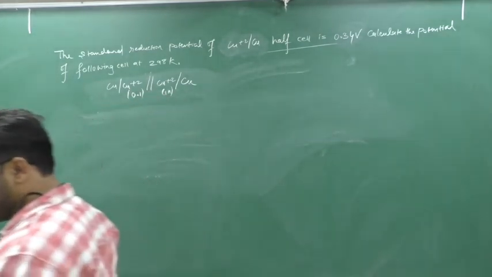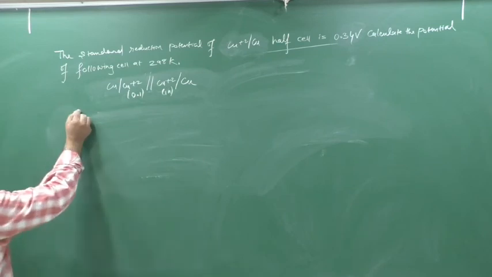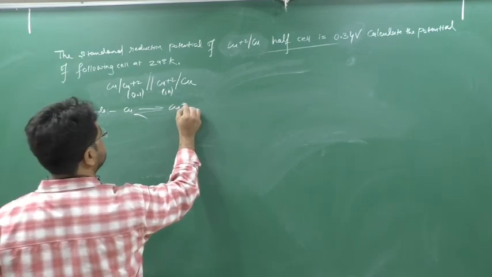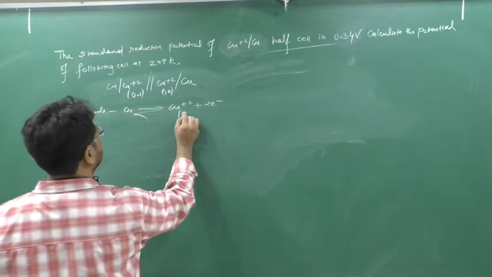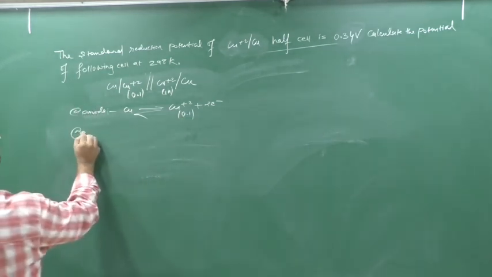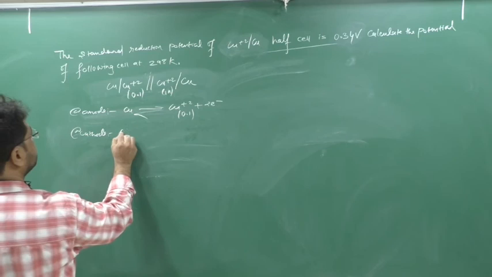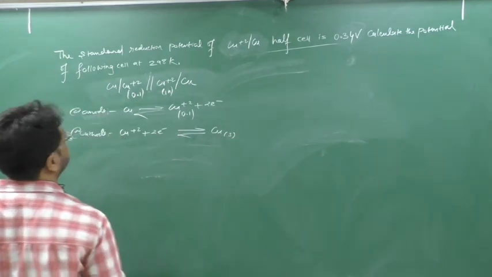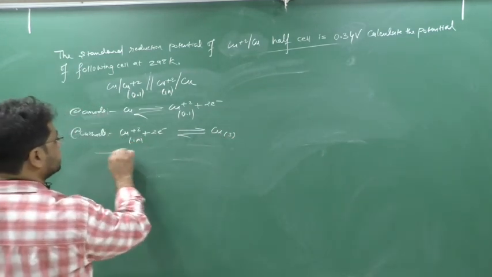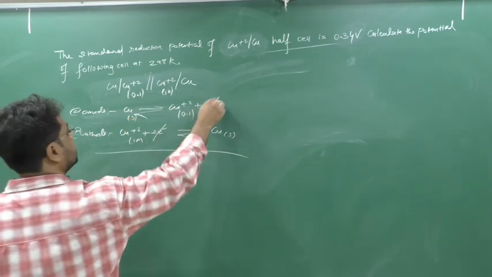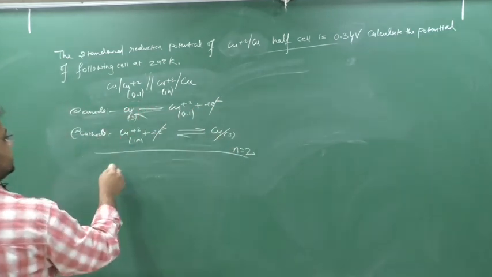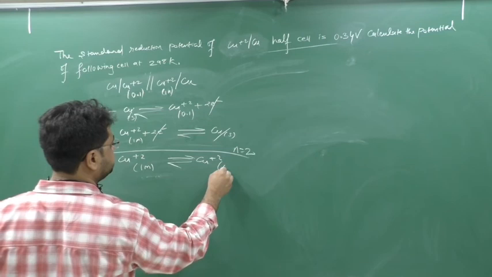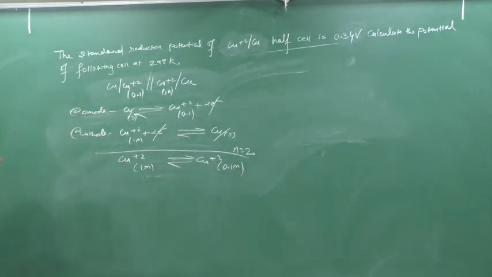Clear? The same procedure continues. At the anode, Cu undergoes oxidation to Cu2+ plus 2 electrons, with Cu2+ at 0.1 molar. At the cathode, Cu2+ plus 2 electrons form solid Cu, with Cu2+ at 1 molar. Here n is equal to 2.